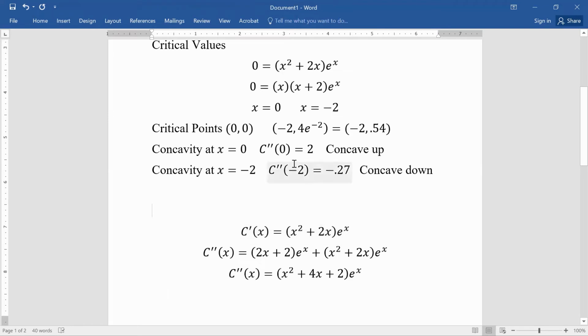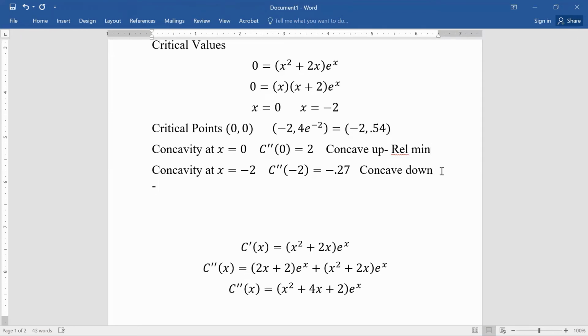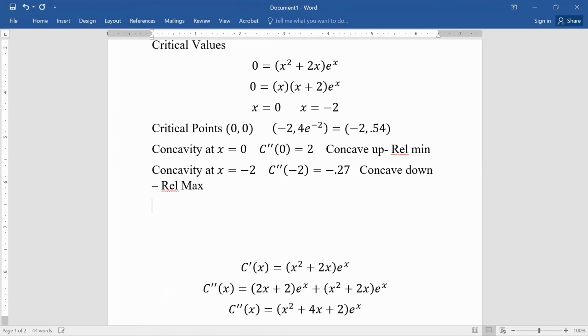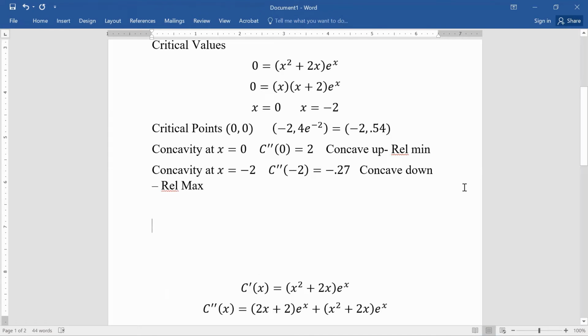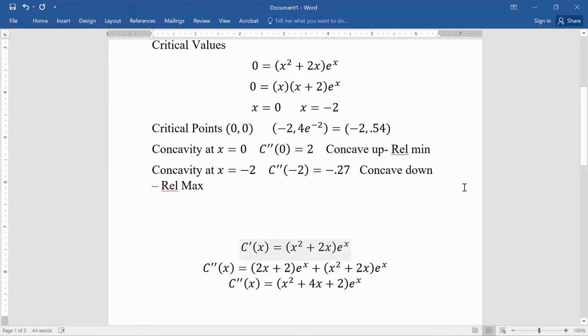So we see that we're concave up at this critical point. By the way, concave up, remember, at a critical point, that means we're at a relative minimum. And concave down at a critical point means we're at a relative maximum. So I know we get a relative minimum at 0, 0. We get a relative maximum at -2, 0.54.